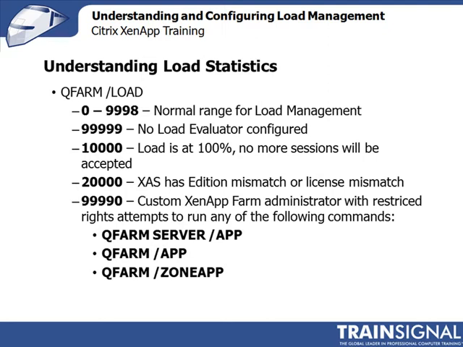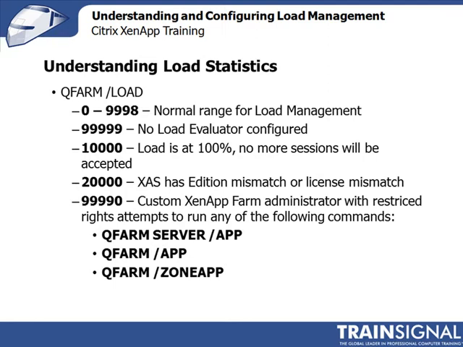If you have the 9s straight across here, 5 9s or 4 9s and a 0, it just means that there's a farm administrator that you've custom created. You've given that particular farm administrator custom rights, but that particular administrator doesn't have enough rights to run qfarm /app and qfarm /zone. So the particular user doesn't have enough rights to run these commands from a command line, so it'll report that numerical value to let you know that someone is trying to run this that doesn't have enough rights to run it.